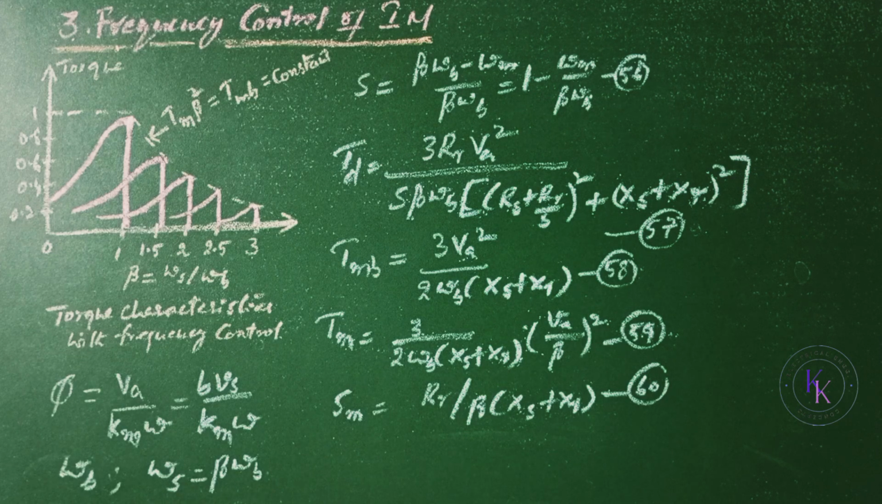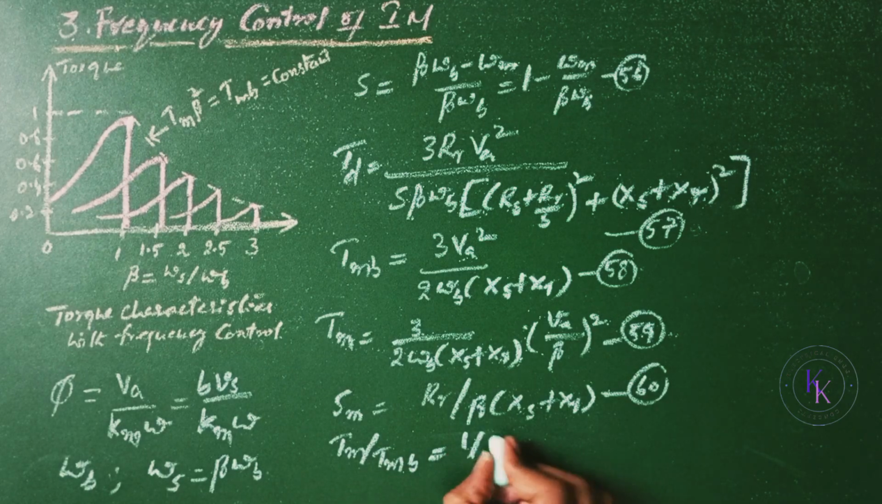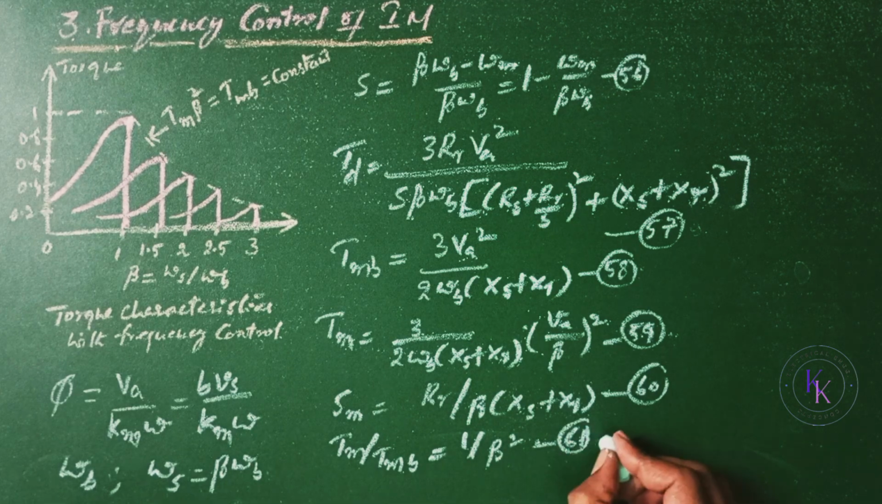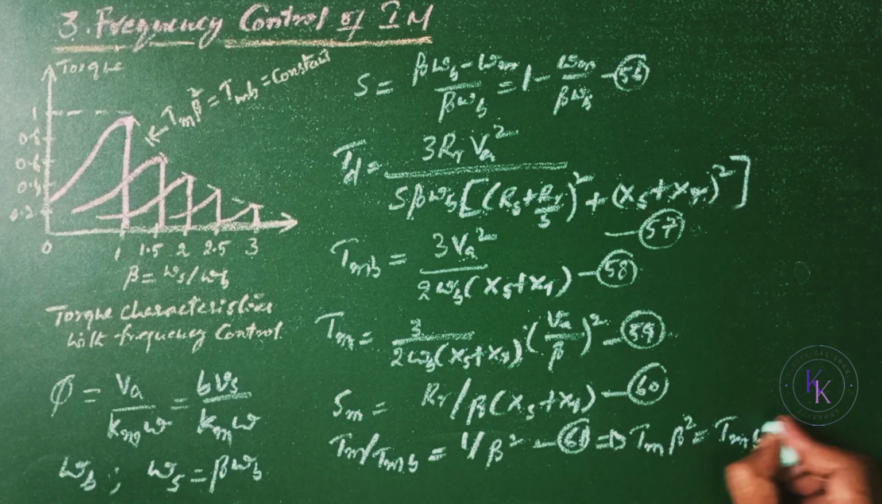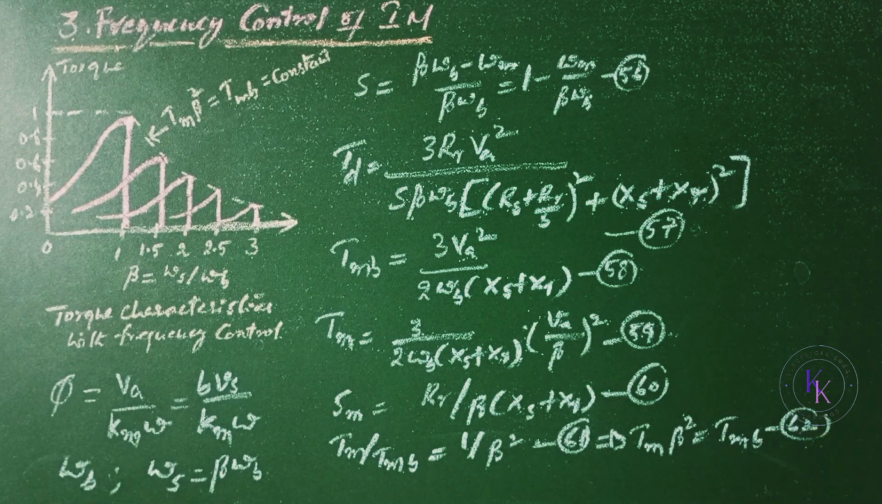Normalizing equation number 59 with respect to 58, we get Tm divided by Tmb equals 1 by beta square. Let it be 61. From this, we can write Tm beta square equals Tmb. Let it be 62. Now, from equations 61 and 62, it can be concluded that the maximum torque is inversely proportional to the frequency square, and Tm beta square remains constant, similar to the behavior of a DC series motor. In this type of control, the motor is said to be operated in field weakening mode.